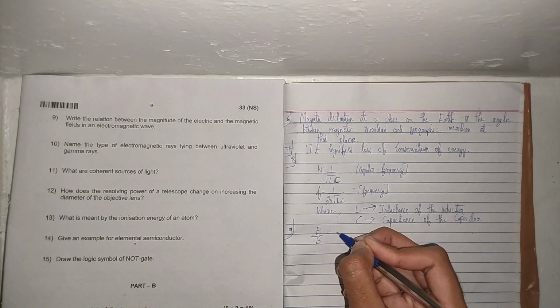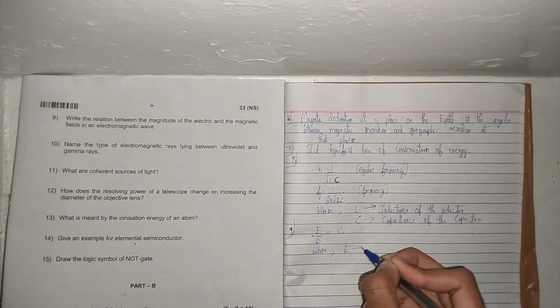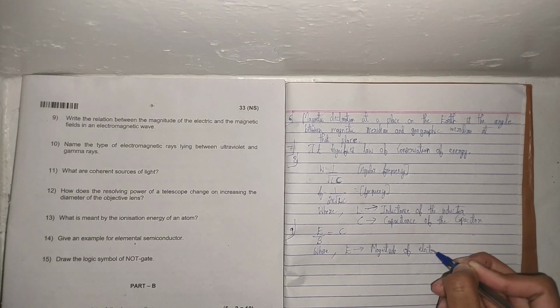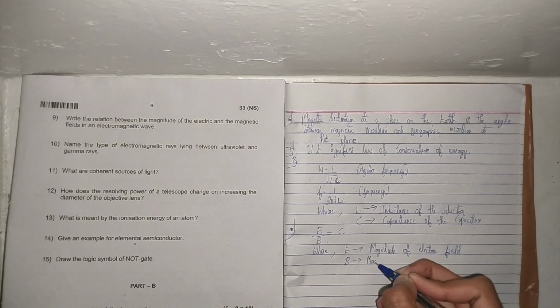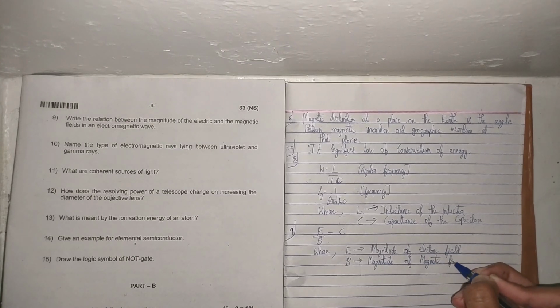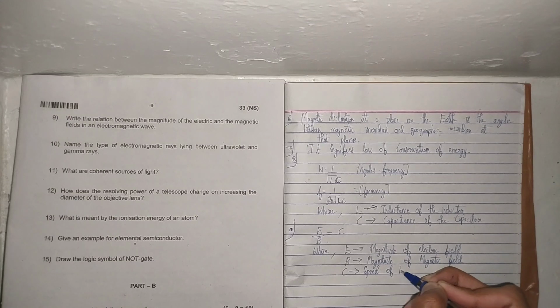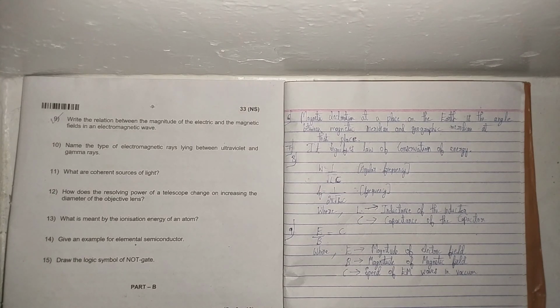E by B is equal to C is the formula, where E is the magnitude of the electric field, B is the magnitude of the magnetic field, and C is the speed of EM waves in vacuum. Okay, this is the answer for question number 9. Next, moving to question number 10.